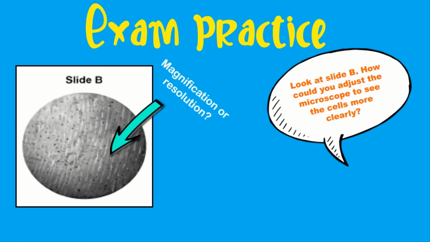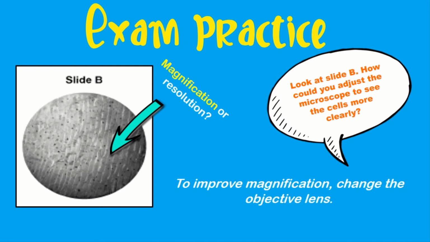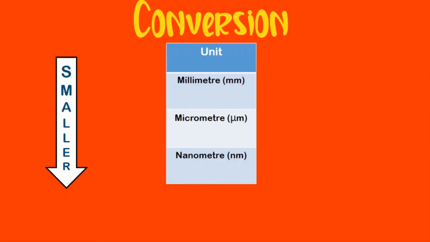Here's another slide, same question. Again, is it magnification or resolution? Now in this case, the resolution's pretty good. I can make out the details, but they're just too small. So it's a problem of magnification. So in order to improve it, you change the objective lens. So there's my 2 marks again. I say the problem is magnification and I say how you can improve it.